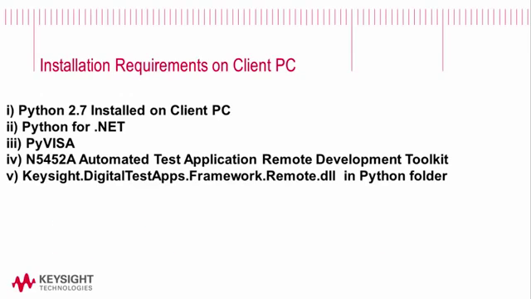The next step is to install Python.NET. We use .NET remoting with the compliance app in order to perform the automation. The next step is to make sure PyVisa is installed. Note, it's not strictly required to have PyVisa installed on the client PC, but it's helpful and is a requirement if at some point we want to send SCPI commands to the instrument.